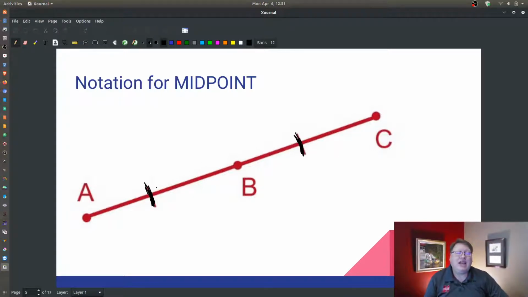If I had more than one set of congruent sides or equal measure segments, then I would use multiple tick marks. So I could put 2 tick marks here, and that means each segment with 2 tick marks would be indicated to have the same measure.